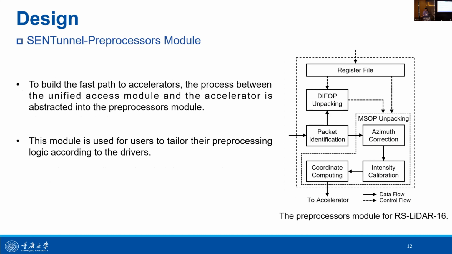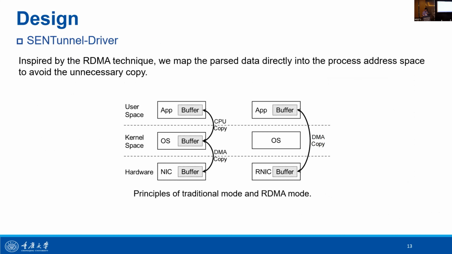To build the fast path to accelerators, we abstract the process between the unified access module and the accelerator into a hardware module, the preprocessor module. The module is used for users to tailor their preprocessing logic according to the drivers.